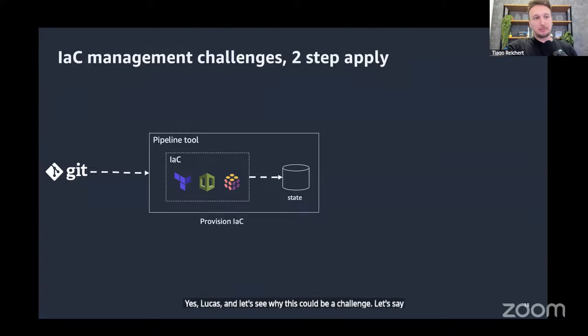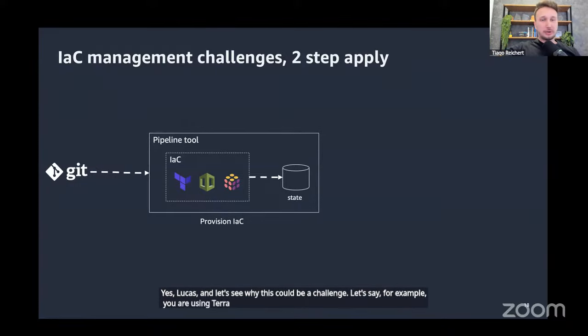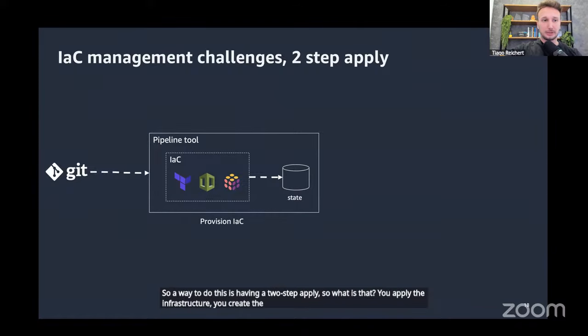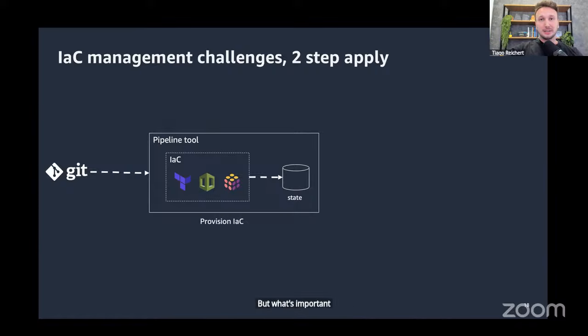Let's say, for example, you are using Terraform, CloudFormation, or Pulumi. What will happen is you have to deploy that infrastructure. So a way to do this is having a two-step apply. So what is that? You apply the infrastructure, you create the required infrastructure for the application, you store the state somewhere so that you can do updates later on to the changes that you have deployed. But what's important here is you need probably some outputs of this infrastructure to deploy your application.